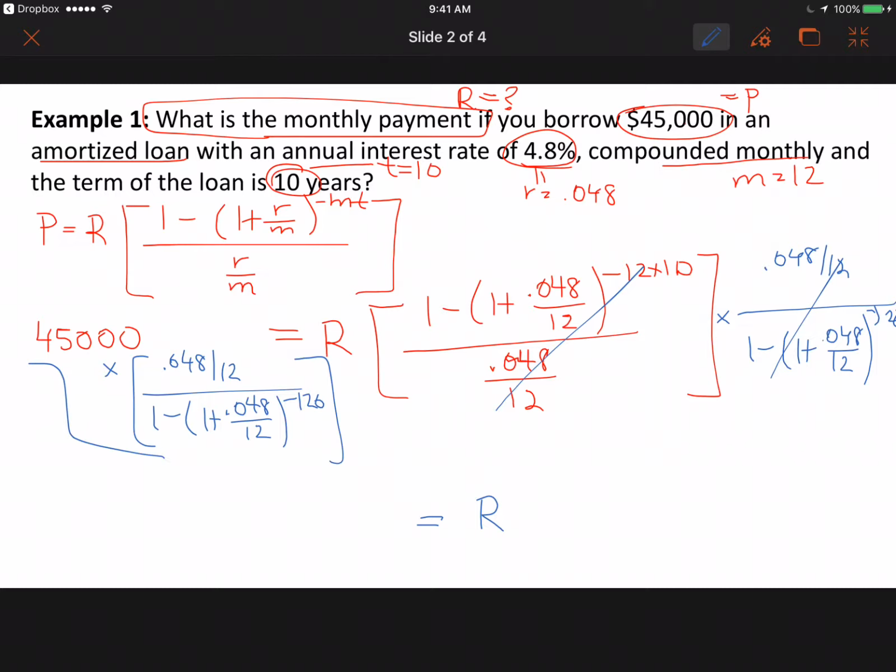In your calculator, you're going to type 45,000, parentheses, fraction, 0.048 divided by 12 on top. Then scroll to the bottom, 1 minus, parentheses, 1 plus 0.048 divided by 12, to the, make sure you get the negative 120 in the exponent. Scroll to the right, close that last parenthesis and hit enter. I got 472.91. So your monthly payment on this loan will be $472.91.